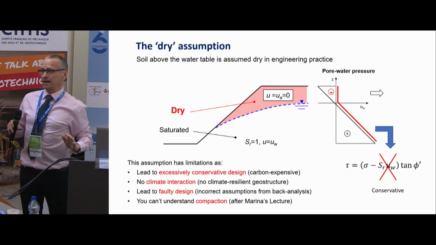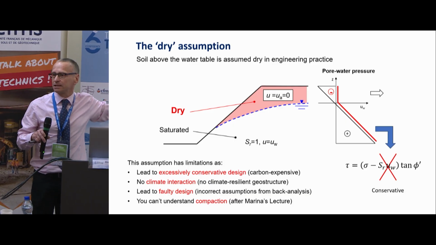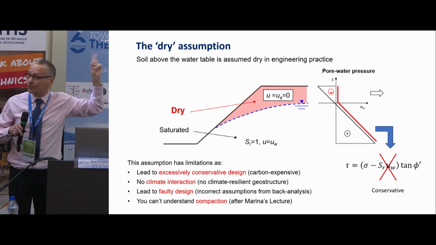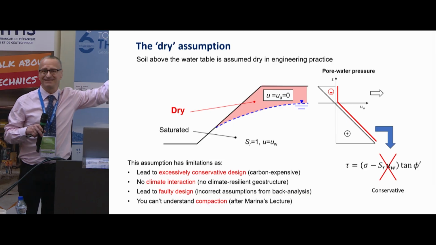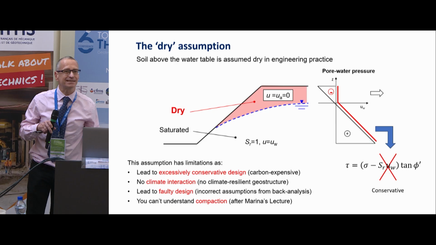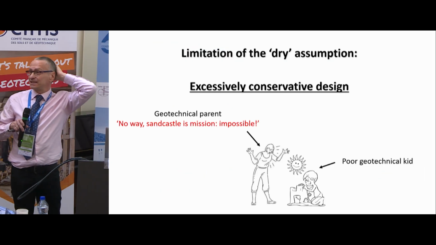Forget about the climate interaction. Everybody's talking about climate change in geotechnics. If you don't have the unsaturated, no way. You may have faulty design. I will show you an example. And sorry, coming straight from the lecture yesterday, you cannot understand compaction because the compacted soil is unsaturated. Excessively conservative design.